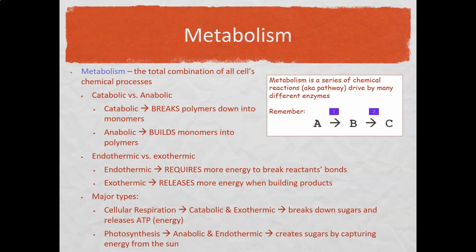When I look at layering those ideas on top of these major metabolic pathways, cellular respiration overall is catabolic. I'm going to break down glucose into smaller components. And it's exothermic. I'm going to end up releasing extra ATP or energy at the end of the process compared to the amount of energy I needed to put in to get it to go. Okay, so overall cellular respiration breaks down sugars, so it's catabolic, and releases more ATP or more energy than I needed to put in to start the process, and so it's exothermic.